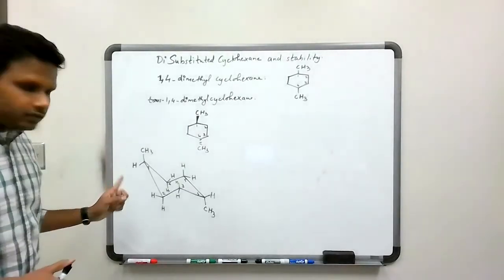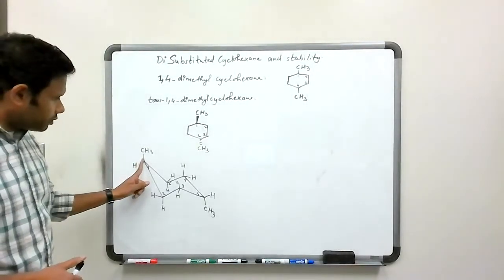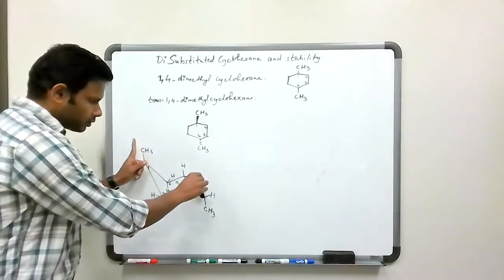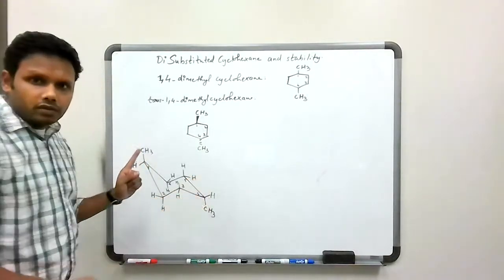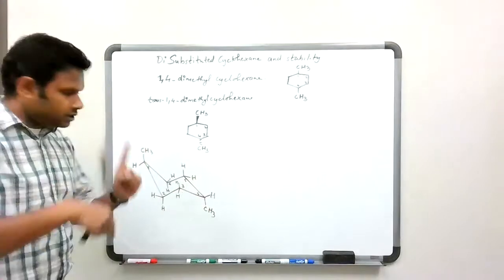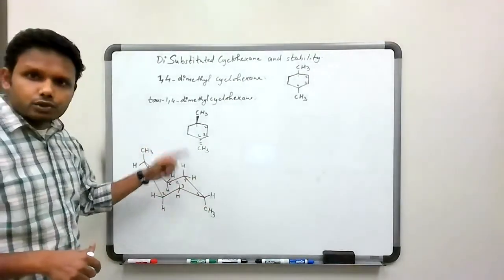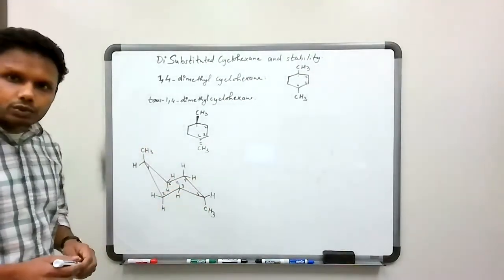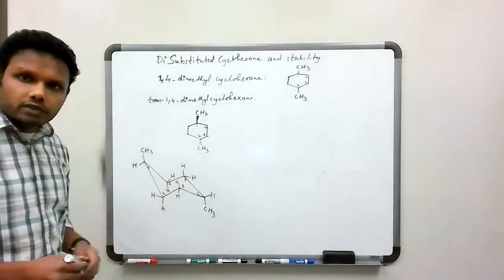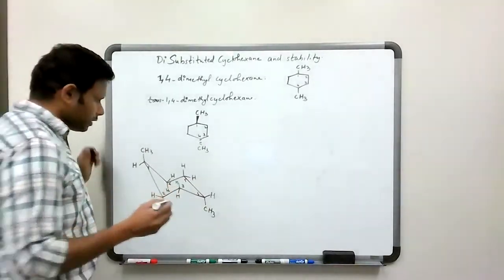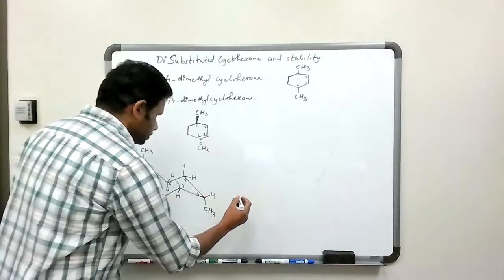Now, overall, if you look at it, the methyl on carbon 1 is pointing up. The methyl on carbon 4 is pointing down. They are pointing in opposite directions. That means they are trans to each other. So we've drawn the trans. We've drawn a trans chair here. Okay. Now let's draw the other chair.